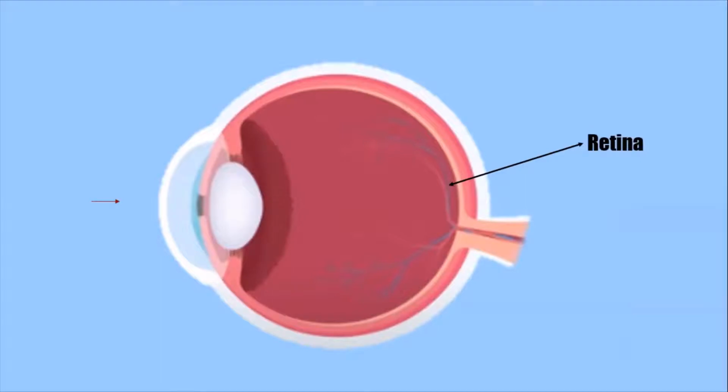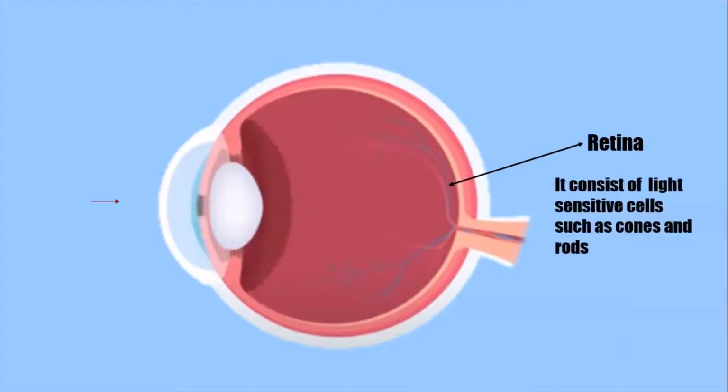What is the retina? The retina consists of light-sensitive cells such as cones and rods. In this video, we are going to study cones and rods further. First of all, we will study its internal structures. Then, this whitish part is known as the lens. The lens focuses the light entering the eye onto the retina.